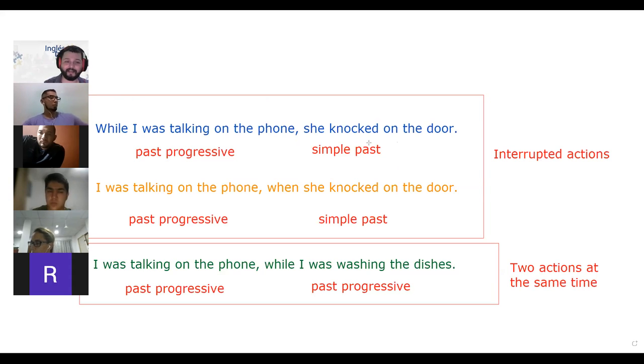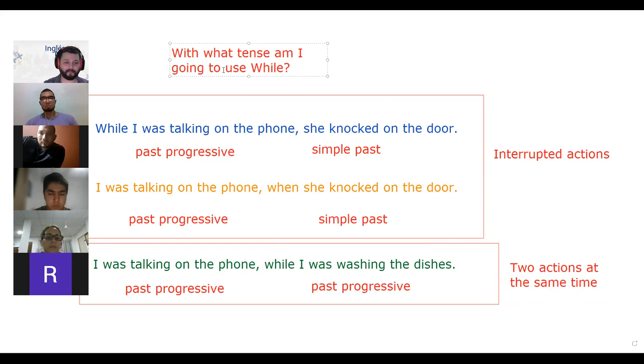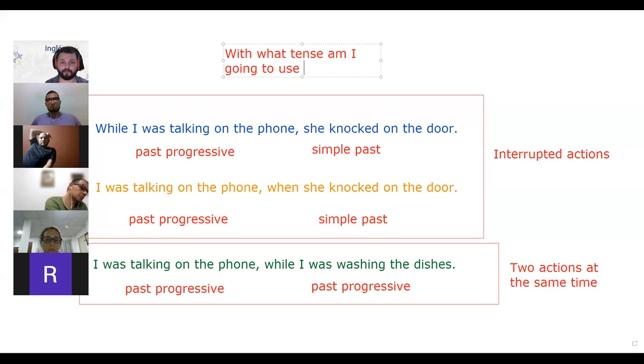So I'll ask you again, why are these interrupted actions? Because it's past progressive and simple past. Exactly. Now, if I have past progressive and past progressive, that means two actions at the same time. With what tense am I going to use while? Past progressive. And with what tense am I going to use when? Simple past. Very good, you got it.